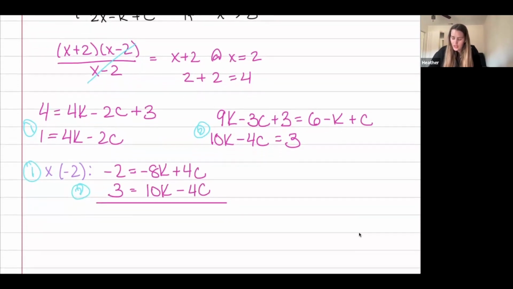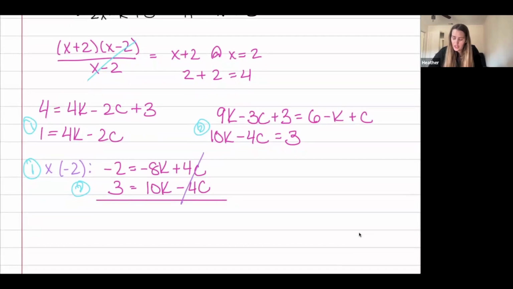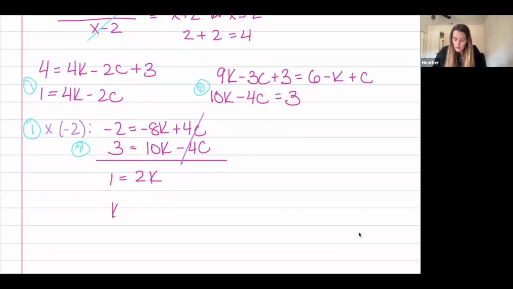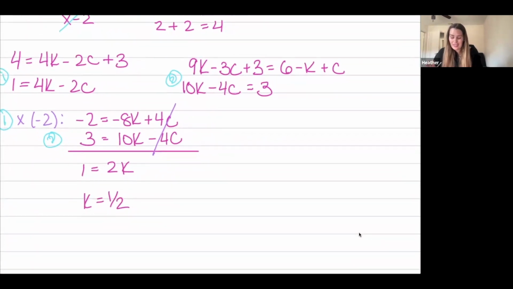Our favorite part again, canceling. That's the fun part about elimination. So those are gone, and I am left with 1 is equal to 2k. Uh-oh, it's going to be a fraction. Who picked this? All right, so I got k is equal to 1/2. Nobody likes fractions. And now I need to find c as well, right?